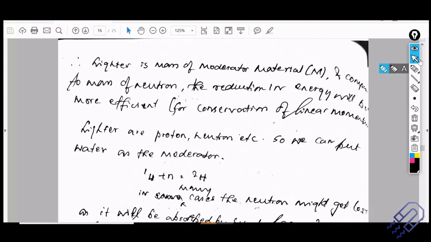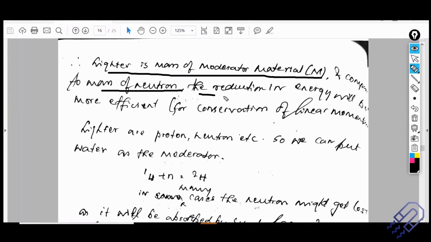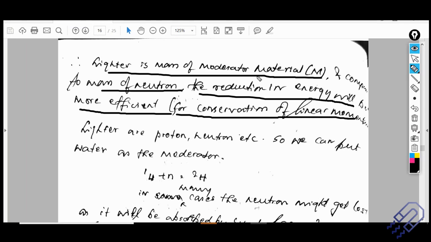Lighter is the mass of the moderator material m compared to the mass of the neutron, the reduction in the energy will be more efficient. Now this is actually for conservation of linear momentum. So it's not that the mass of the moderator should be too heavy. If it is too heavy, then practically every energy is transferred to the neutron. The neutron doesn't move ahead.